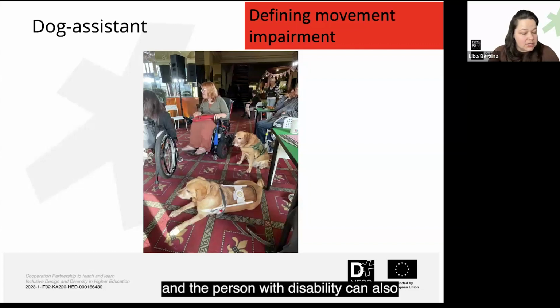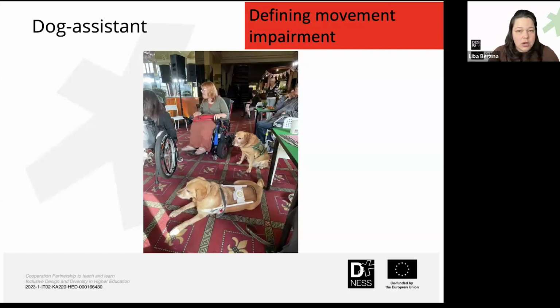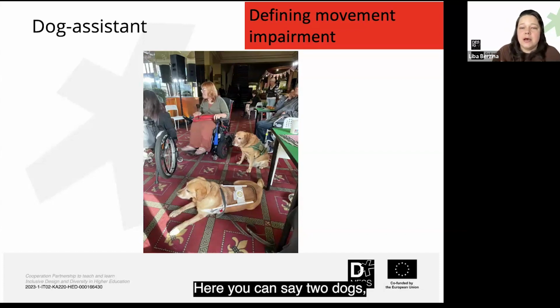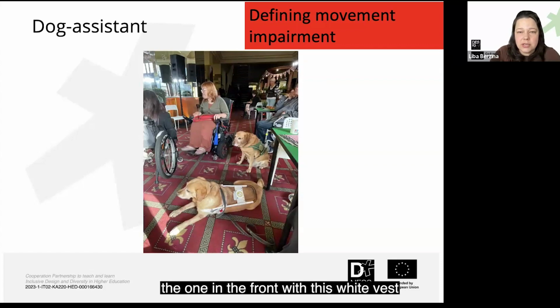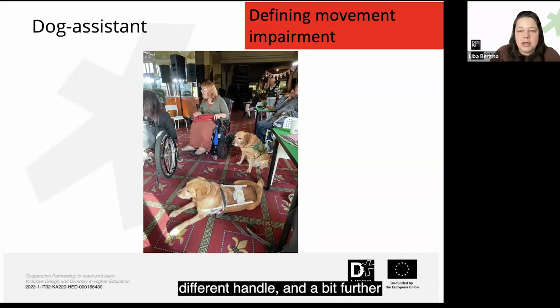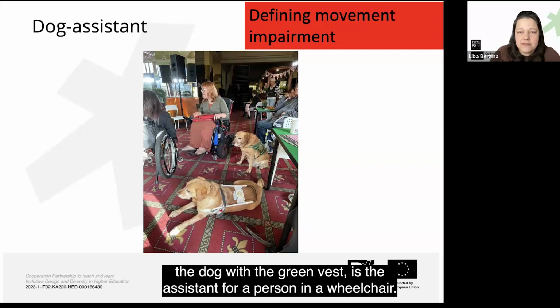And a person with a disability can also come with an assistant. An assistant can be a human or a dog, for example. And here you can see two dogs. The one in the front with this white vest, it's a dog assistant for a blind person. You see it has this different handle. And a bit further, the dog with the green vest, it's an assistant for a person in a wheelchair.